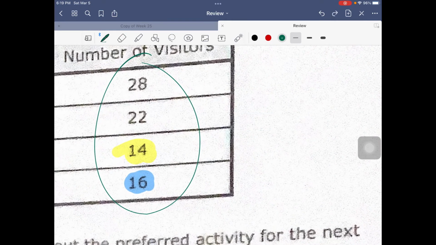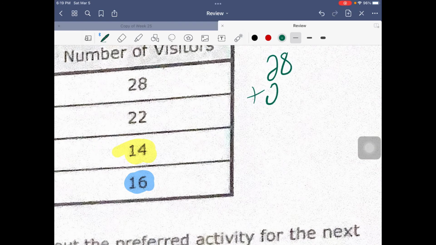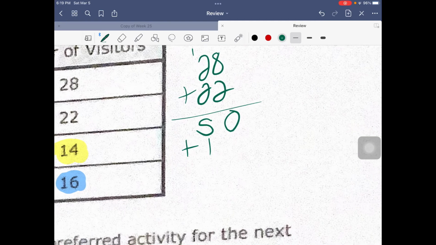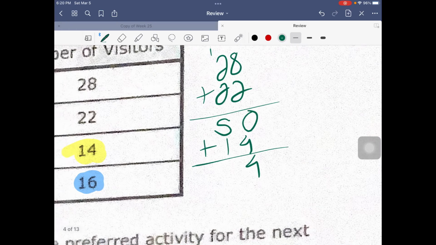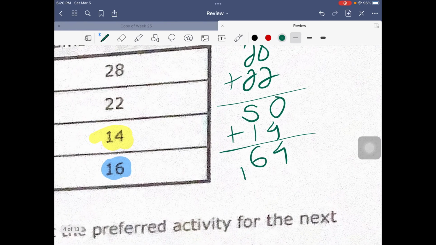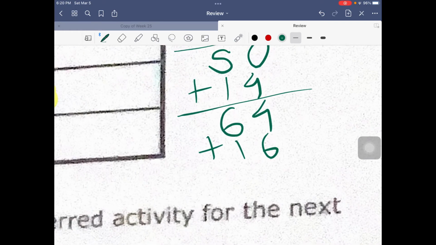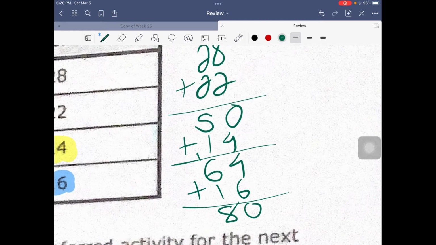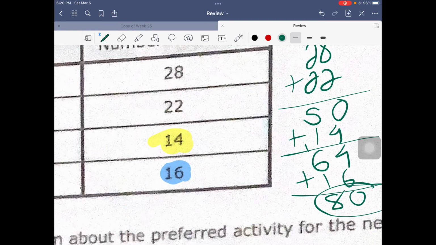Well, 28 plus 22. What's 28 plus 22? 8 plus 2, 10. 1 plus 2 plus 2, 5. And then 50 plus 14, 4 plus 0, 4. 5 plus 1, 6. And last but not least, 64 plus 16. What's 6 plus 4? 0 goes here. The 10, 1 goes here. 1 plus 6, 7. 7 plus 1 is 8. So there is a total of 80 people here. 80 people participated.